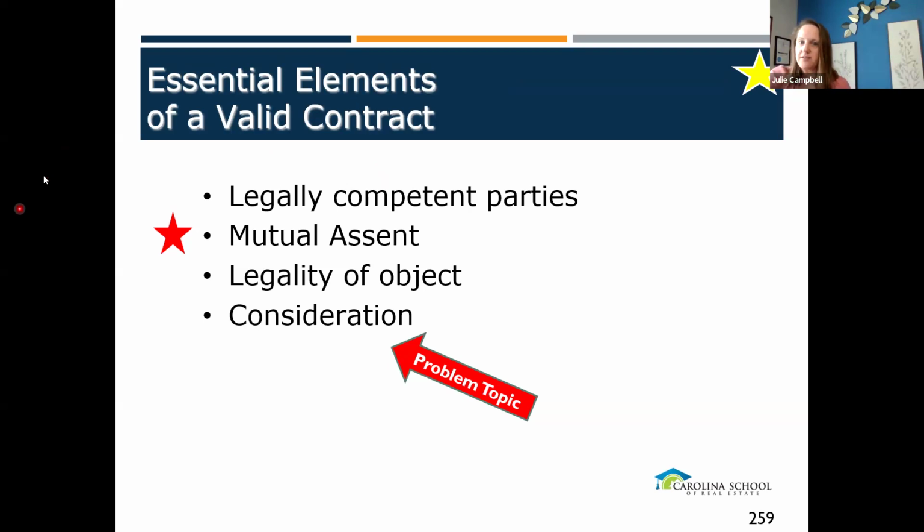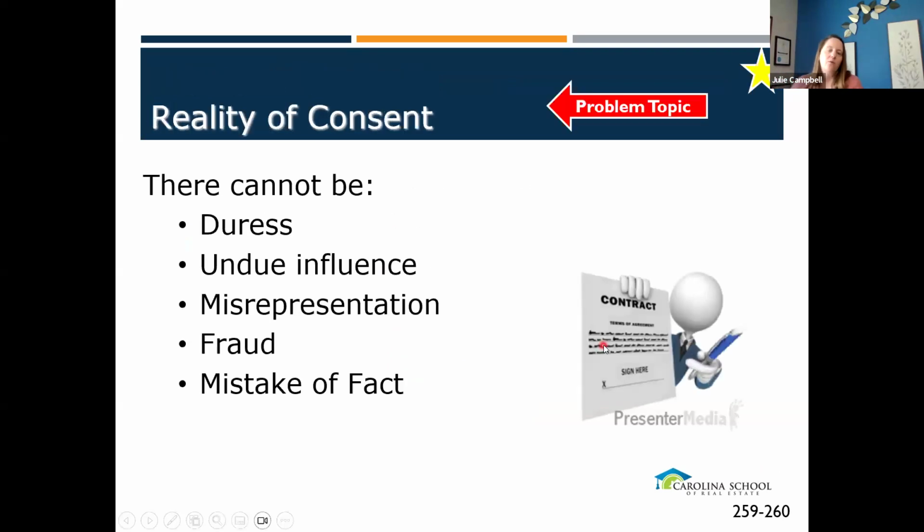Also with contracts, similar back to this mutual assent, this meeting of the minds, we have to have reality of consent. So we have to have the parties' consent. We have to have the parties agree to enter into the contract. And with reality of consent, you can't have duress.